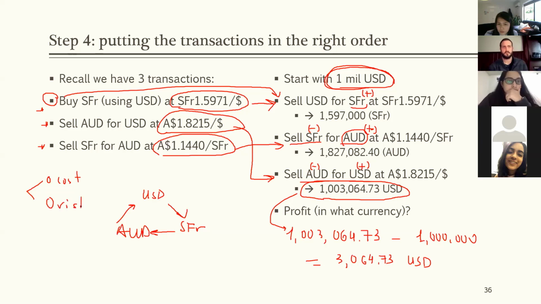Second, this is a zero risk strategy, right? So in the end, you do not hold any foreign currency, okay? So in the end, your position in the Swiss franc is 0. Your position in the AUD is also 0, okay? So no exposure to foreign exchange rate risk. And finally, you should have a positive profit in the currency that you start with, okay?